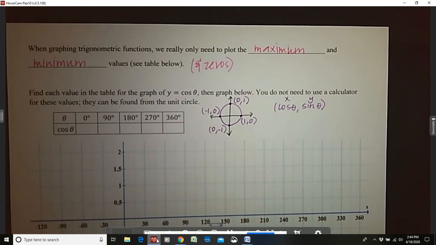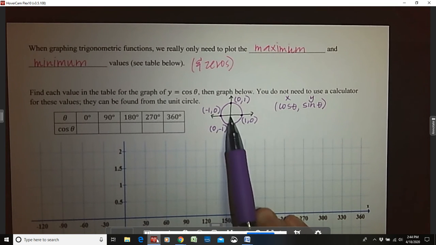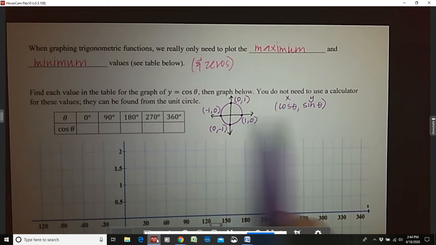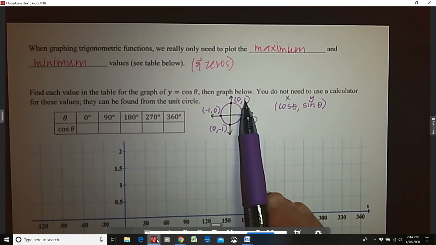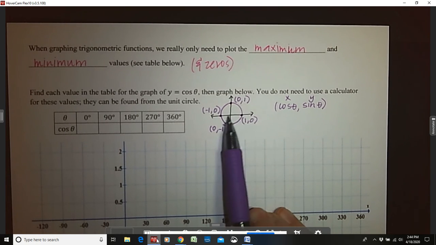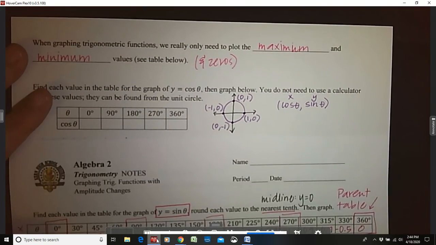Now, we use, like I said previously, a calculator, but if I wanted to know sine of 0 degrees, I just grab the y-coordinate. So sine of 0 is 0. Sine of 90 is 1, the y-coordinate. Sine of 180 is 0, and sine of 270 is -1. So you can see those values on the front of your notes here.